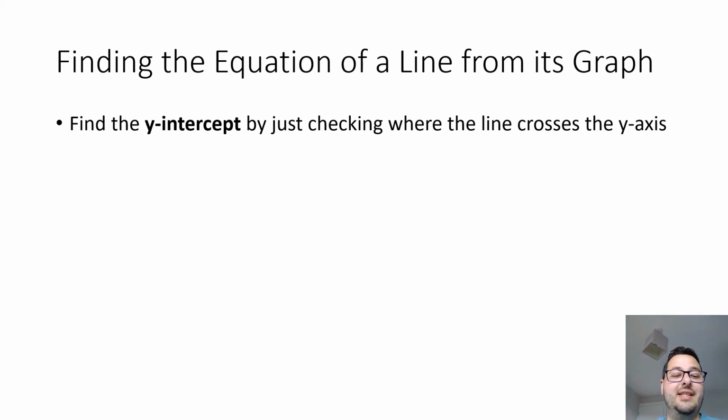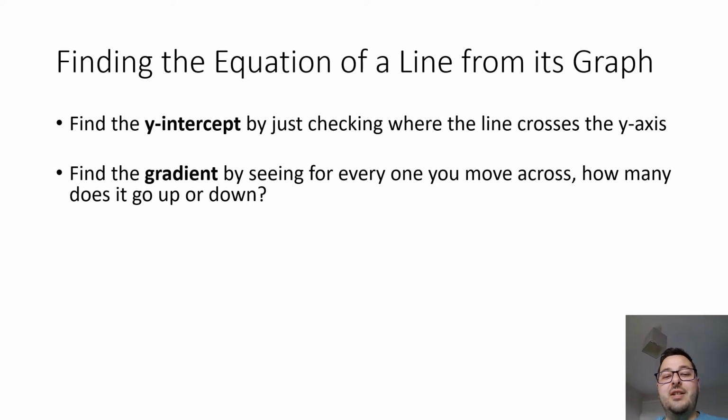That's your y-intercept c. Find the gradient by seeing, for every one you move across, how many does it go up or down? There's another video on this, on finding the gradient. Another way of doing it is changing y divided by changing x. So picking 2 points, how much does the y change? Put that on the top of the fraction. How much does the x change? Put that on the bottom of the fraction.